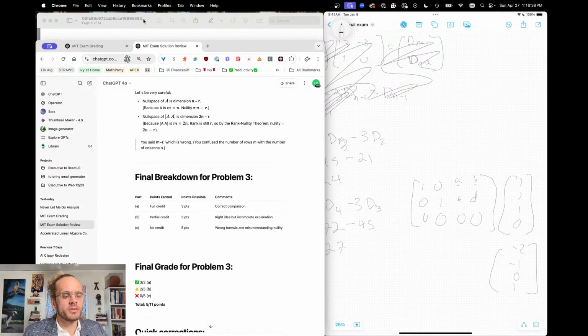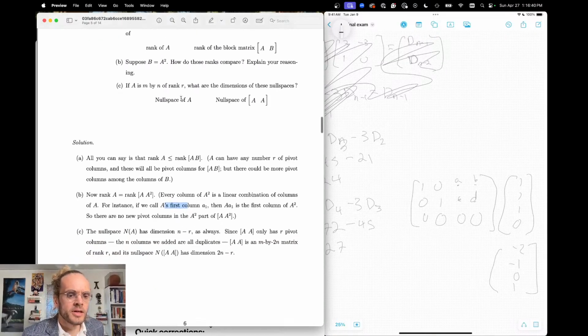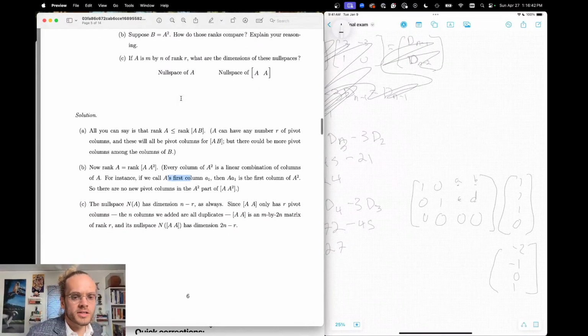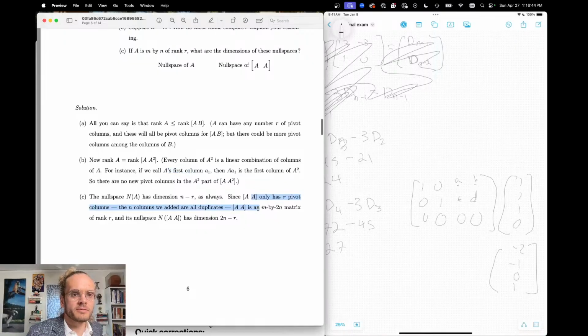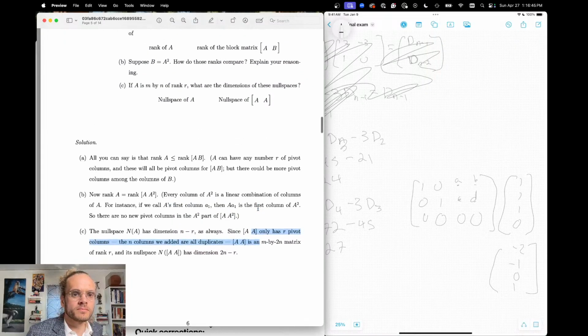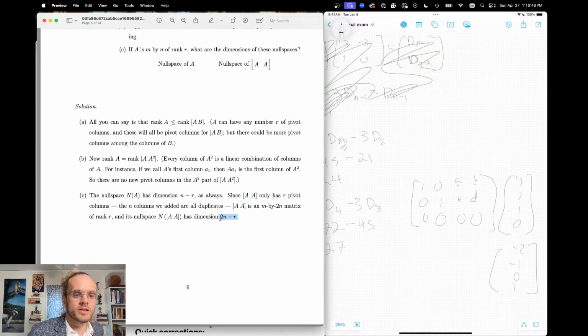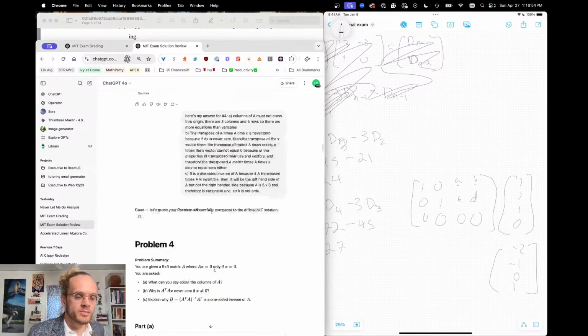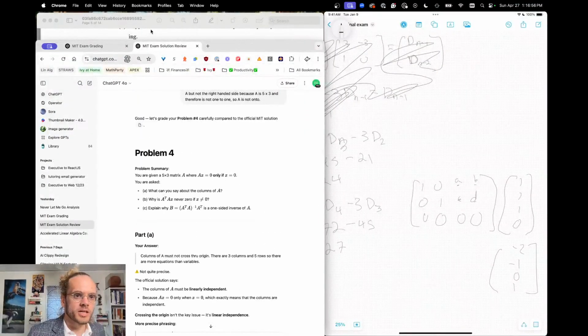So I got 2 out of 3. I mean, that's harsh, but fair. And the null space is n minus r, as always. So it only has that. 2n minus r. Yeah, that's pretty straightforward. Problem 3, I could have fully gotten 100% on.